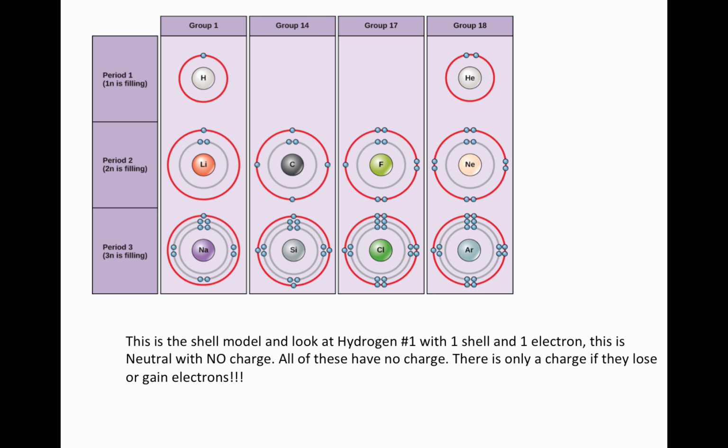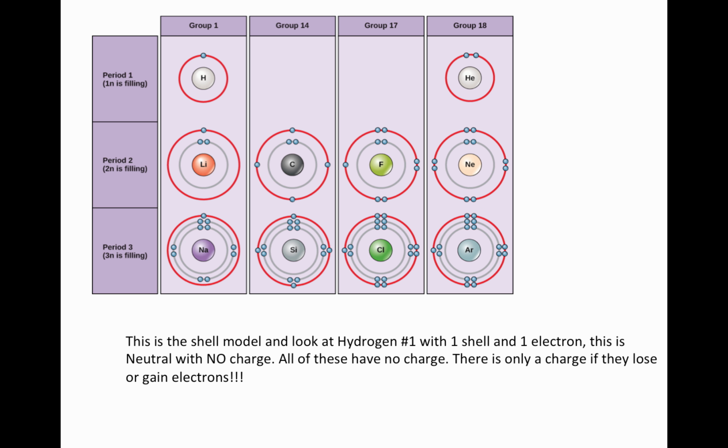Carbon, though, only has 4 in its outer shell, and that is the reason it is such a versatile element, because it can interact with up to 4 elements because it has 4 electrons.